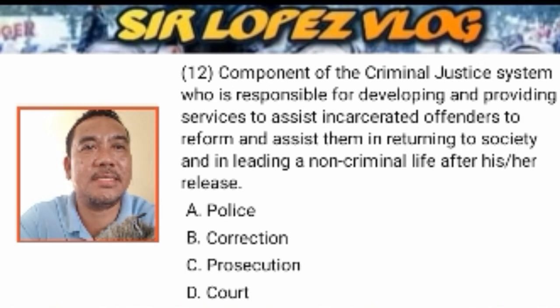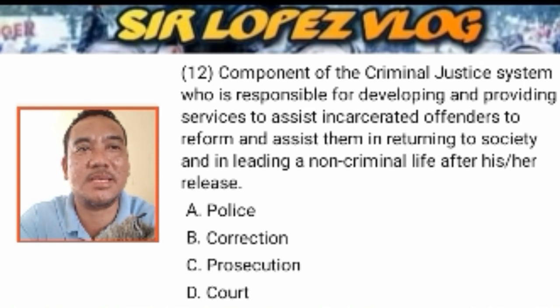Component of the criminal justice system who is responsible for developing and providing services to assist incarcerated offenders to reform and assist them in returning to society and in leading a non-criminal life after his or her release. Letter A, police. Letter B, correction. Letter C, prosecution. Or letter D, court. Number 13.